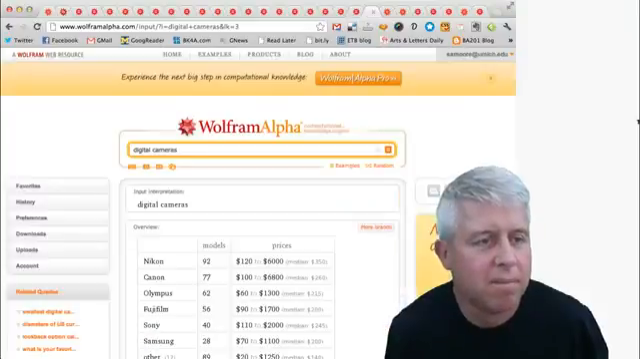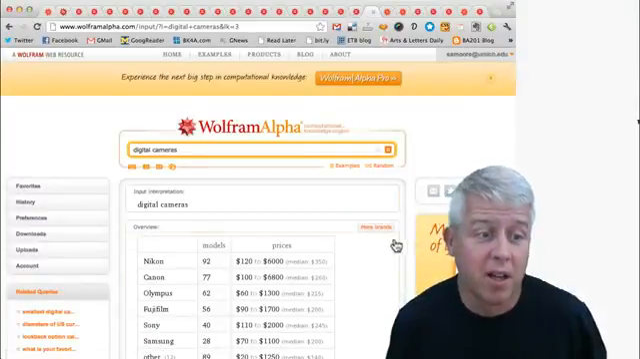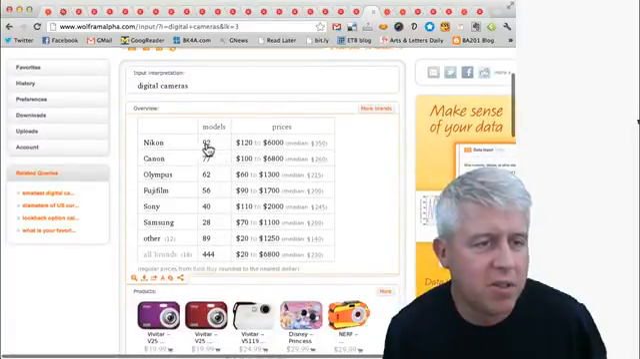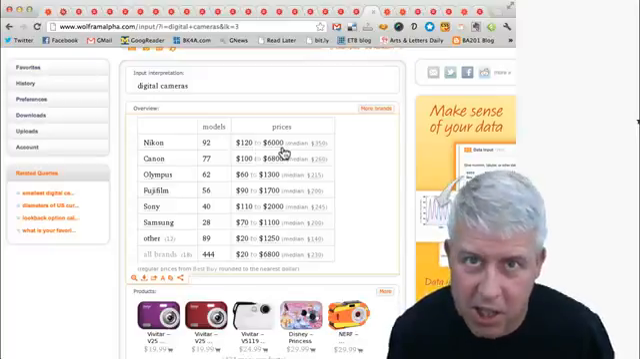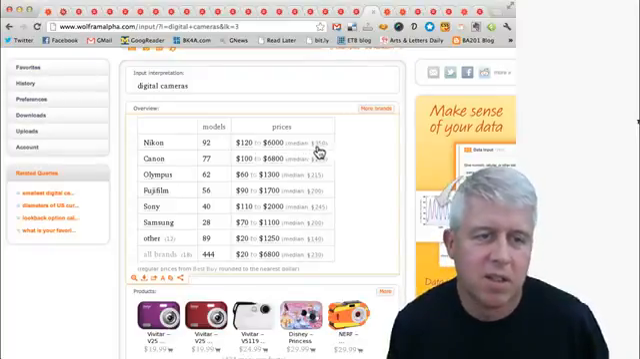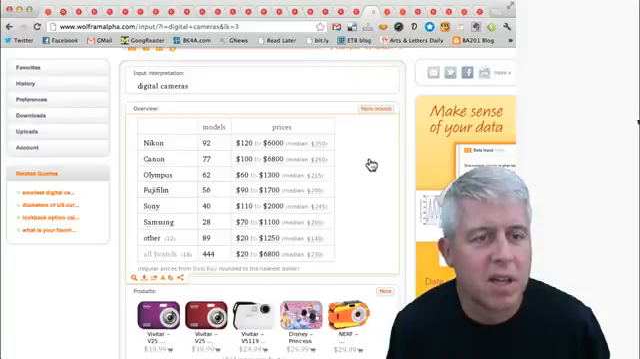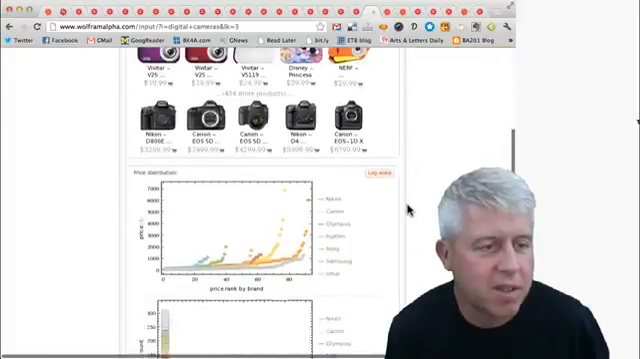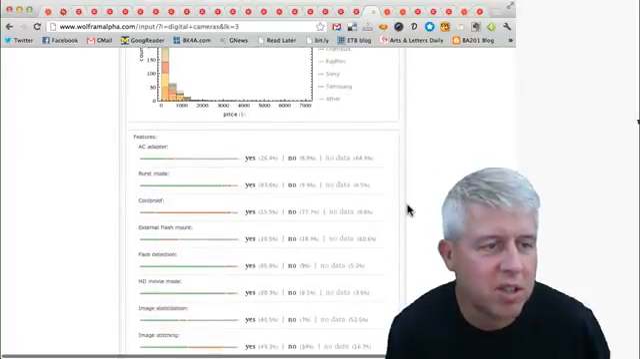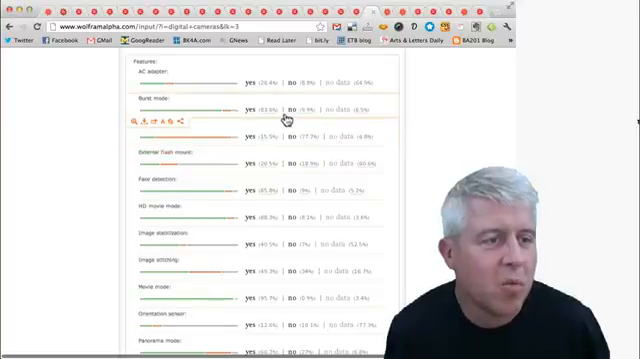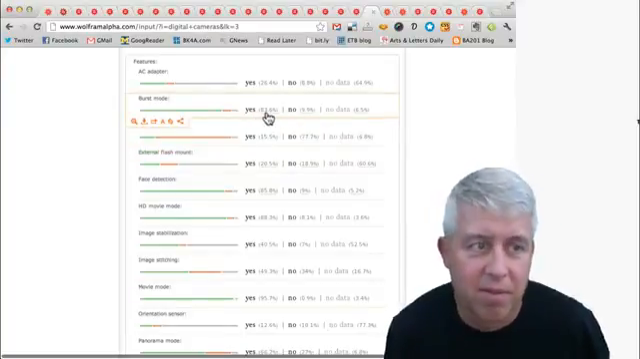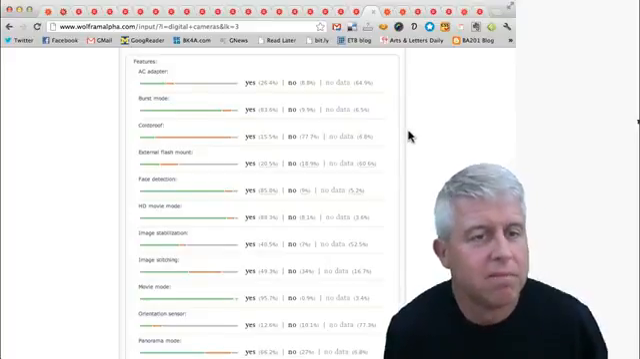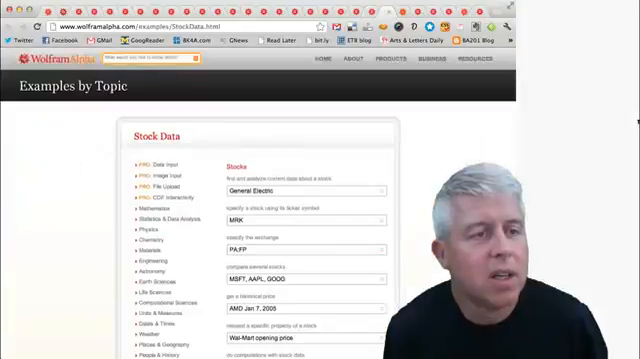Sure, no biggie. Knows about consumer products. Tell me about digital cameras. Hey, turns out Nikon has 92 models of digital camera from $120 to $6,000. You can see the median is much lower than the 6,000. I can get information on more brands. Here's the products themselves, price distribution, features, what percent. Turns out 83% of the cameras that they know about have burst mode. Okay, and on and on.